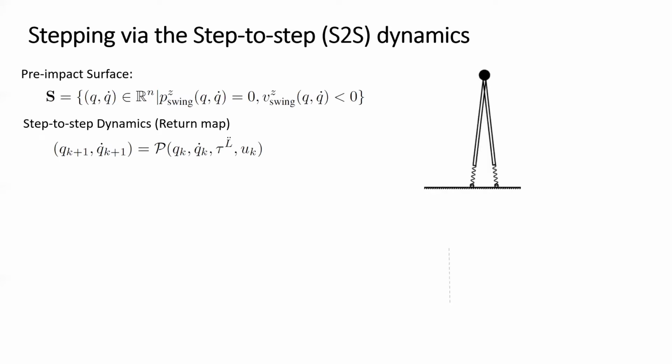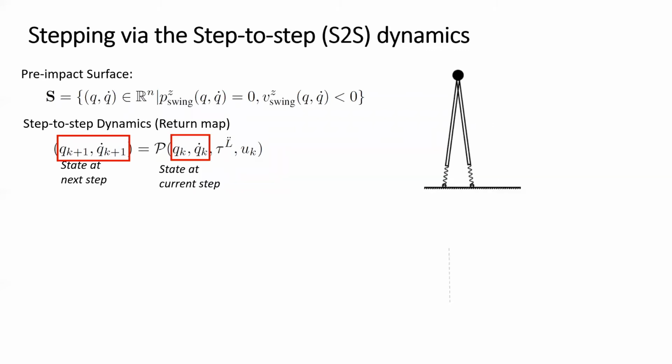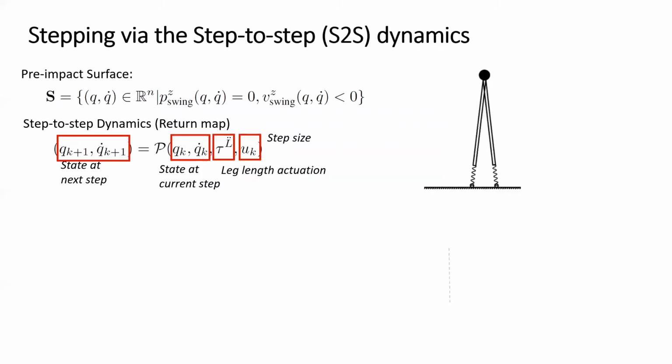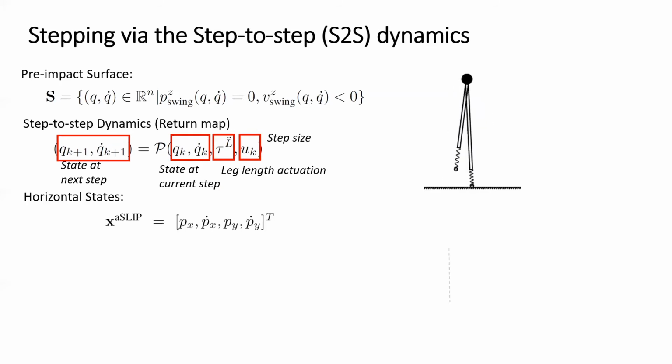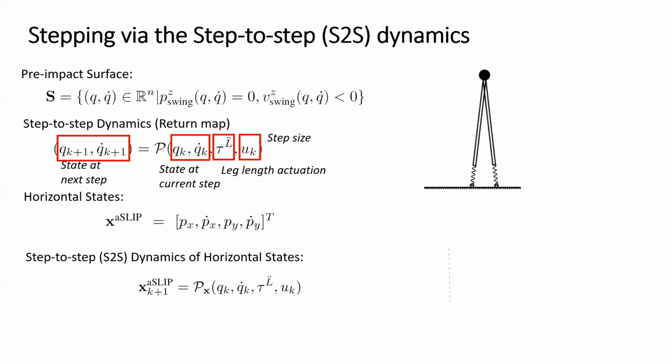This indicates the state of the next step is influenced by the state of the current step, the step size, and the leg length actuation over the step. Assuming the leg length repeats a periodic trajectory, the walking behavior can be roughly described by the horizontal state of the system, the horizontal position and the horizontal velocity of the walking. As a result, we have the step-to-step dynamics of the horizontal states written in this way.